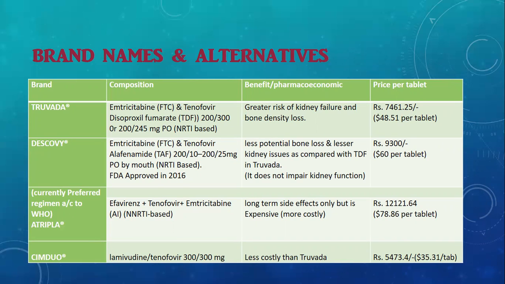Currently, the preferred regimen according to WHO is Atripla, having emtricitabine plus efavirenz in the dose of 600 milligram. Efavirenz is an NNRTI and it has long-term side effects, but is more expensive and more costly than Truvada. Simdo is the combination drug of lamivudine plus tenofovir, and from the pharmacoeconomic point of view, it is less costly than Truvada.